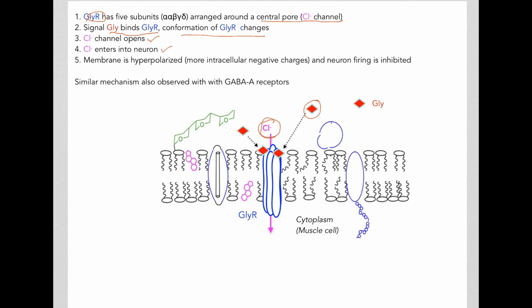Now chloride ions, which are present in higher concentration outside, will now enter the neuron. So now we are bringing in more negative charge, not positive charge. So in this case, the membrane is hyperpolarized, more negative charge into the cell. And in this case, the neuron firing is inhibited. A similar mechanism is also seen with the GABA-A receptors that we find in the brain and elsewhere.